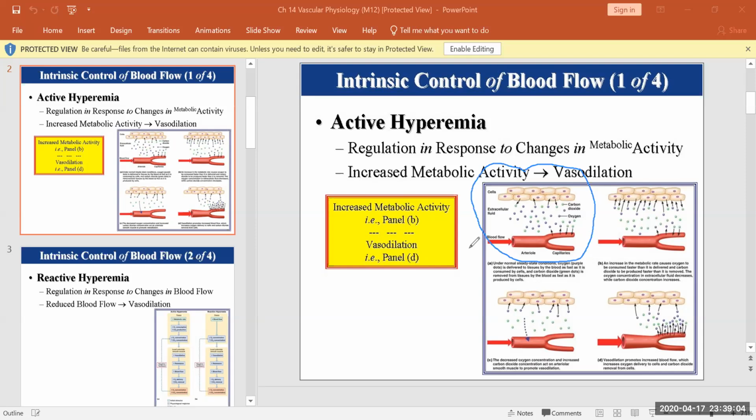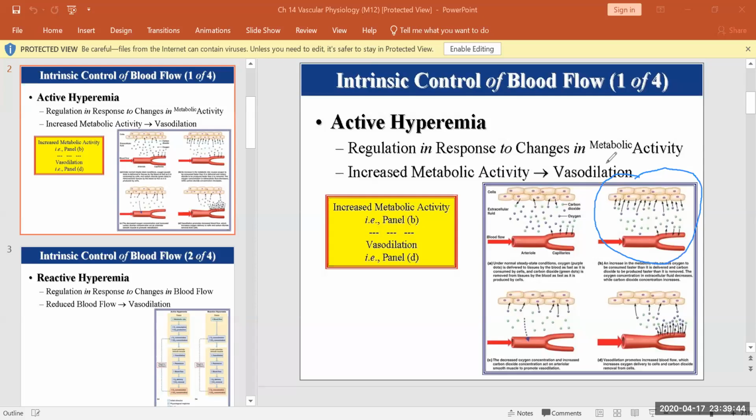Now imagine a case, okay? Imagine now that suddenly your metabolic activity increased. So we move on to panel B. So your question to me should be, okay, dude, why did the metabolic activity of the cells increase? Think about it. If you start to exercise, right? So when you exercise, your cells consume more oxygen, consume more nutrients, produce more carbon dioxide, produce more cellular waste.